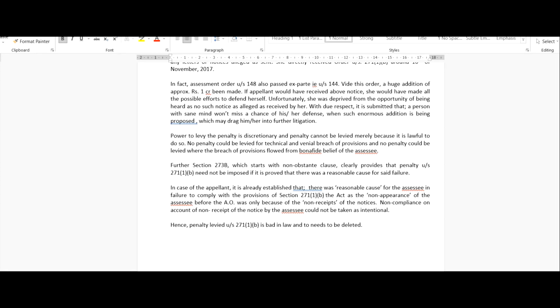In case of the appellant, it is already established that there was a reasonable cause for the SSE's failure to comply with the provision of section 271(1)(b), that is non-appearance of the SSE before AO. It was the only cause of non-receipt of the notices. Non-compliance on account of non-receipt of notices by SSE could not be taken as intentional. जब SSE को नोटिस मिली ही नहीं है तो कैसे AO एक्सपेक्ट करे कि उसके सामने कुछ सबमिशन करे या अपियर हो. SSE को नोटिस मिले तब उसको पता चलेगा ना कि उसका असेसमेंट चल रहा है और उसको डिटेल्स प्रोड्यूस करनी हो. उसको नोटिस ही नहीं मिली है इस केस में तो. Hence, penalty levied under section 271(1)(b) is bad in law and needs to be deleted.